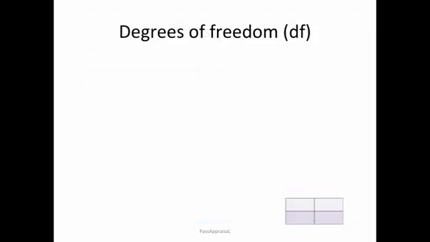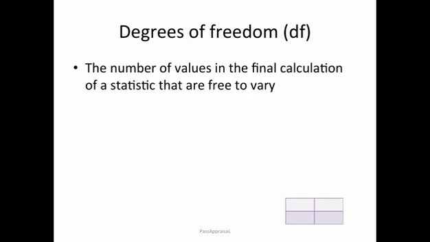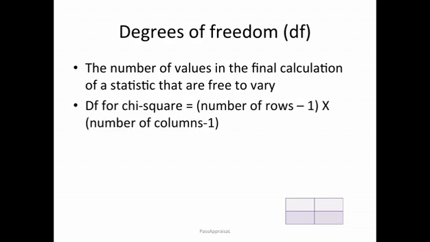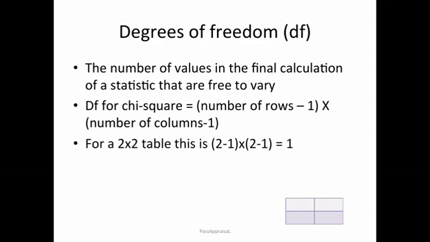An important issue that comes up with chi-square test for your exams concerns the concept of degree of freedom. This refers to the number of values in the final calculation of a statistic that are free to vary. Degree of freedom for chi-square is given by number of rows minus 1 into number of columns minus 1. So it's a product of number of rows minus 1 and number of columns minus 1. For a 2 by 2 table, this will be 2 minus 1 into 2 minus 1, which is 1. So the degree of freedom for a 2 by 2 table is 1.